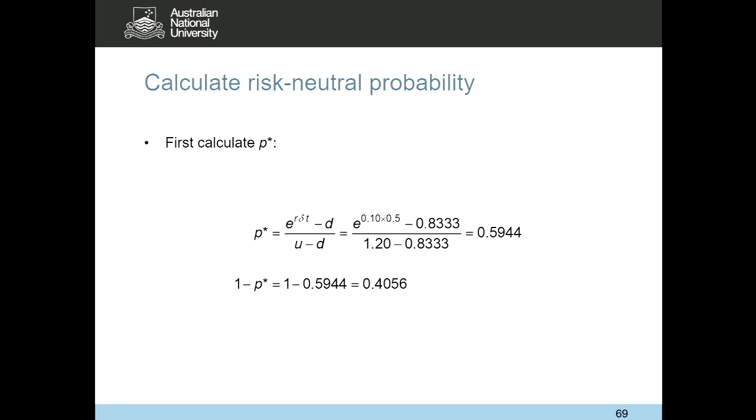Okay, so after we draw the tree, the second step is to calculate the risk-neutral probability, and we know how to do that. The risk-free rate is 10%, and each time step is 6 months. The proportional decrease is 0.833, and the denominator is the difference between u and d. So we get a probability of 59.44%. That's the probability of going up. And 1 minus that, the probability of going down is 40.56%.